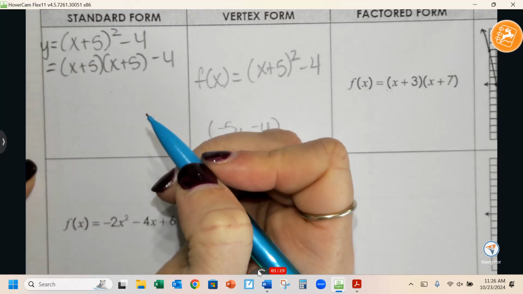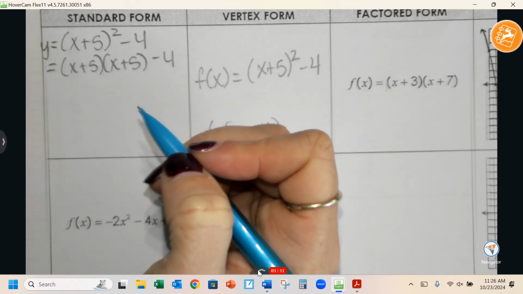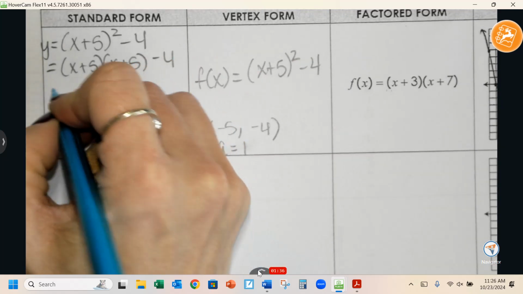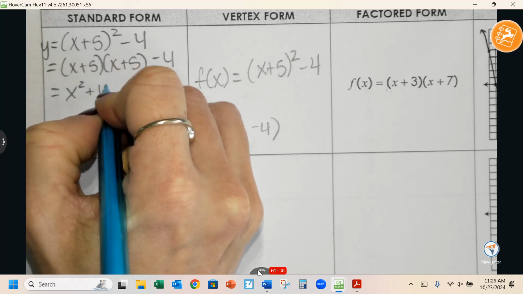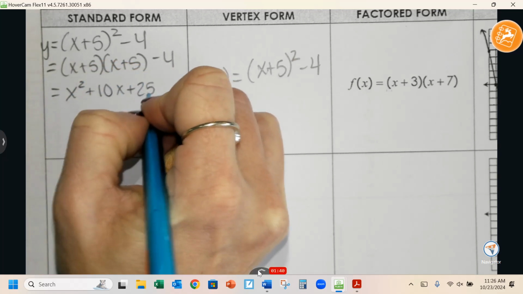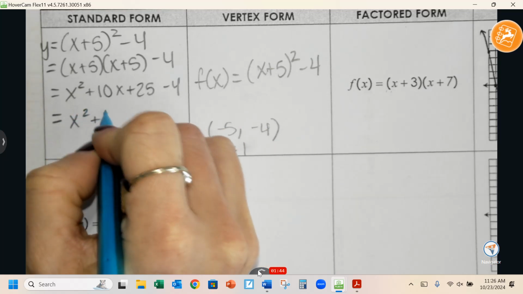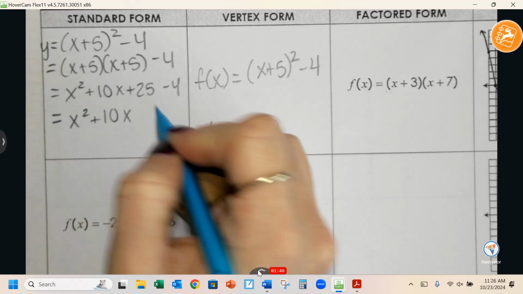Whatever you need to do here. If you need to do the box, do the box. If you do FOIL, do FOIL. If you can do it in your head by now, do that. X squared plus 10x plus 25 minus 4. And then your last step. And you guys can keep working on it. You don't have to do it the way I'm doing it.